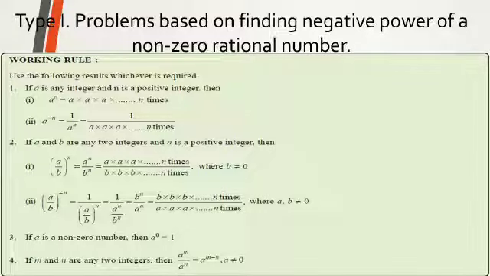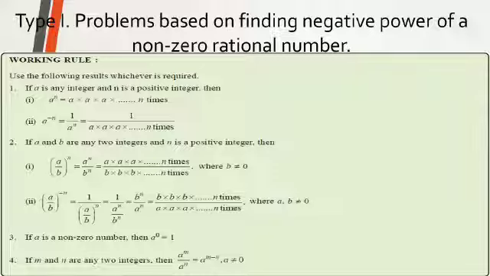Now we are going to discuss problems based on finding the negative power of a non-zero rational number. Working rule: use the following results whichever is required. If a is an integer and n is a positive integer, then a to the power n equals a into a into a, n times. Next is a to the power minus n equals 1 by a to the power n. It can be written as 1 by a into a into a, n times.